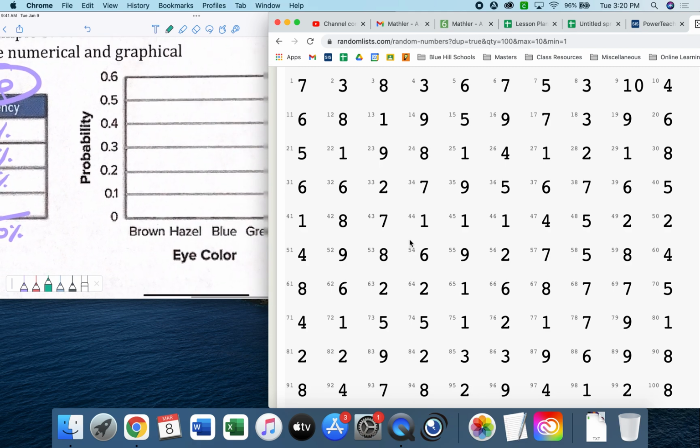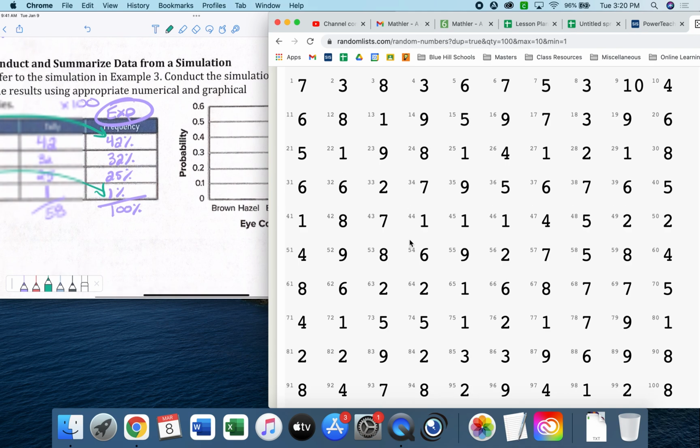So we're going to graph our results that we got here for experimental. Brown was 42%. 32% is hazel. 25% is blue eyes. And green eyes was 1%. Do you have to put the percentage? Sure. Why not? Okay. All right, so here's the deal.